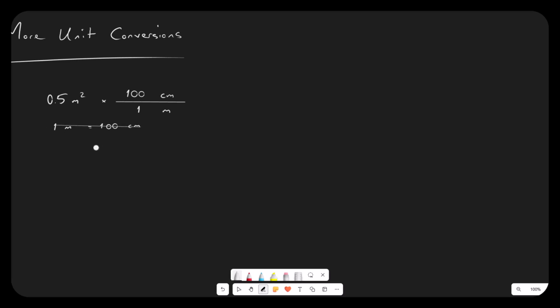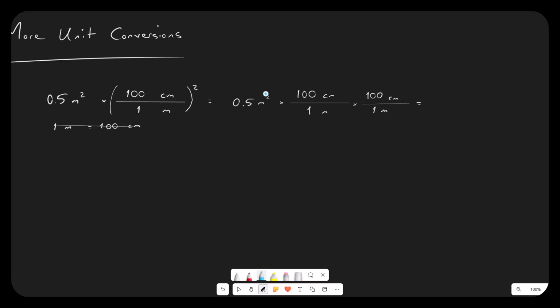So that's fine. But I have square meters here and regular meters here, and that just won't do. If I'm trying to get rid of square meters, I need square meters on the bottom. So one way I can accomplish that is just to apply this conversion factor a second time. When I do this, I'm effectively saying 0.5 square meters times 100 centimeters over 1 meter times 100 centimeters over 1 meter. And some people really do prefer to just write the conversion factor out twice. I'm not one of those people, but maybe you are.